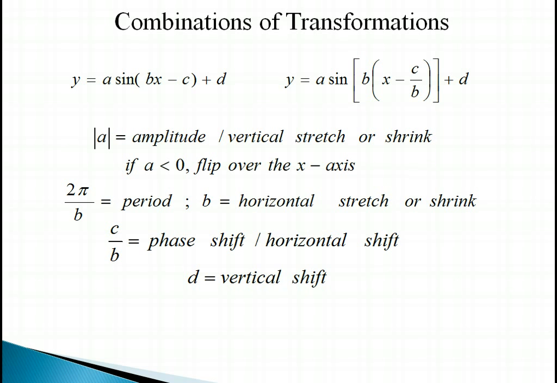Then the other type of transformation you might have is a vertical shift, moving the graph up or down. When a number is added or subtracted from sine, then it's going to cause a vertical shift.